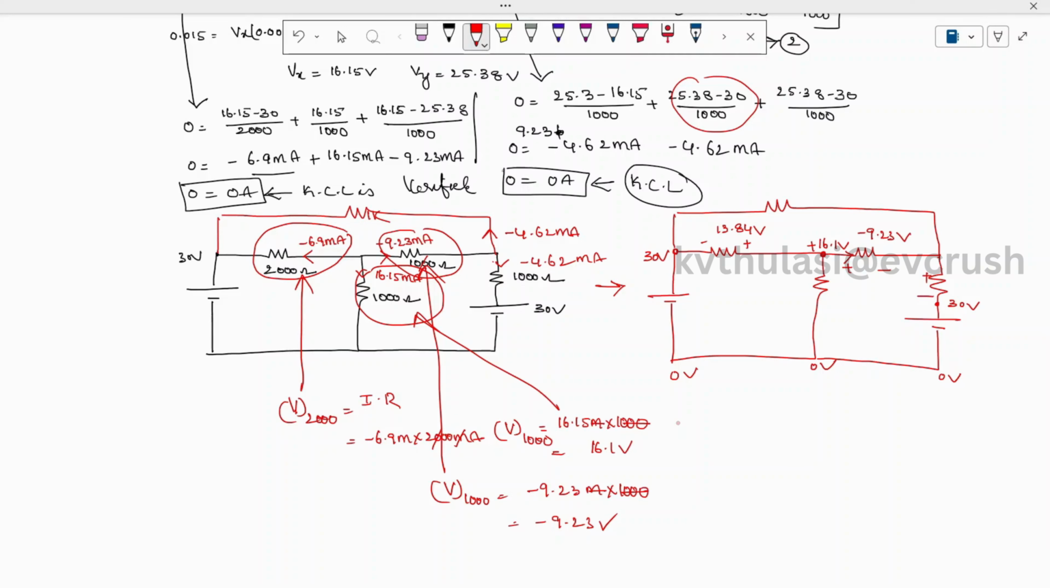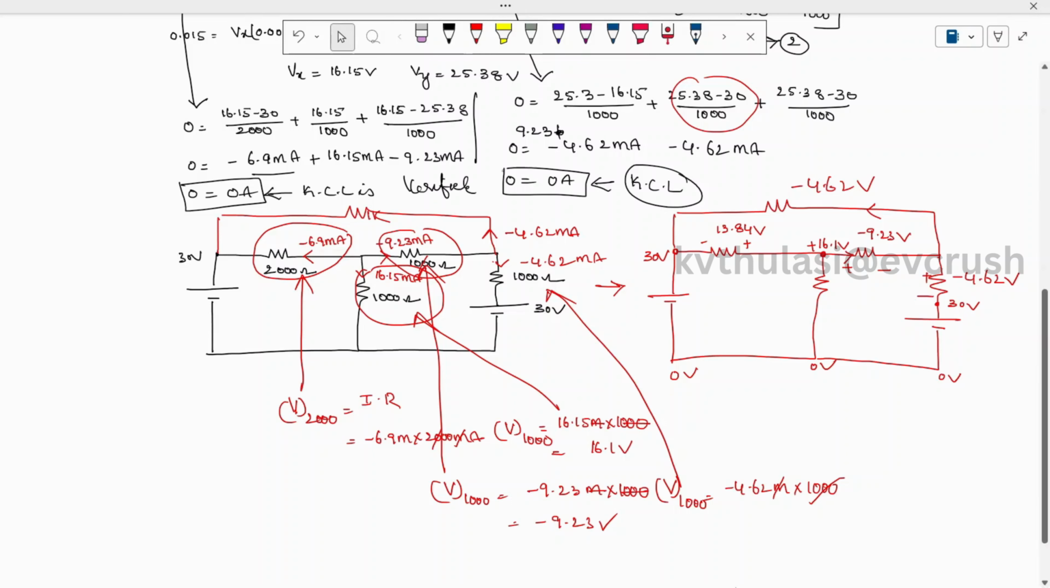So the polarities of current are marked like this. So the voltage at this 1000 ohm resistor is given as voltage at 1000 is equal to minus 4.62 milli into 1000, milli will get cancelled, and this is minus 4.62 volts. Okay, and when you do here, this is also minus 4.62 volts. Okay, so now let's try to apply the KVL. Then you will get the clarity of how to apply.